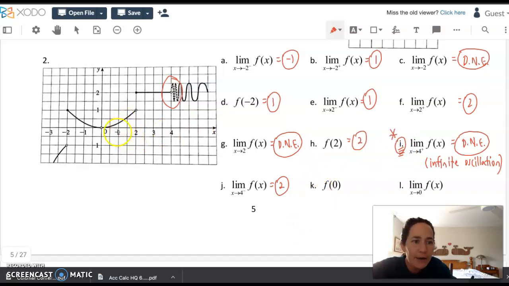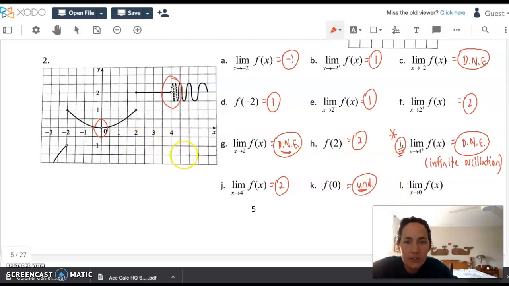F of 0, I could not find. I looked up and down, and all I could find was an open dot at the origin. So I'm going to say undefined. You'll see sometimes on my answer keys a mixture between my undefineds, my empty sets, and my DNEs. You can write either. Undefined and DNE, same exact thing. Generally, on my keys, if a limit doesn't exist, you'll see that acronym, DNE. If a function value doesn't exist, you'll see that abbreviation UND for undefined. But again, interchangeable in my book.